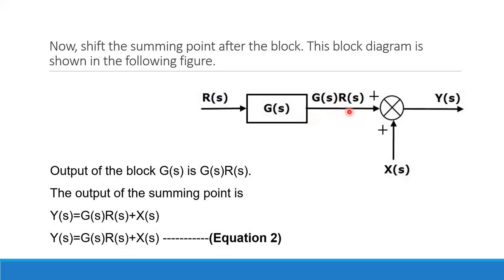Now this output is given to the summing point as an input, and we have the previous input to this summing point, X of S. Now if you observe the output of this summing point, it is again Y of S. Y of S is equal to G of S into R of S plus X of S. Now this is your equation number 2.